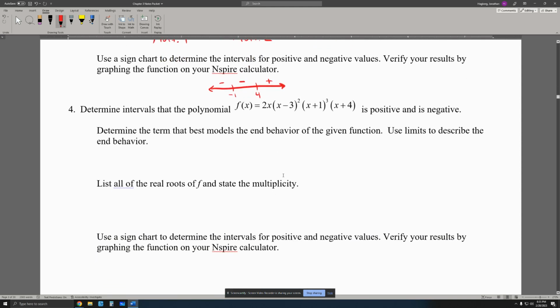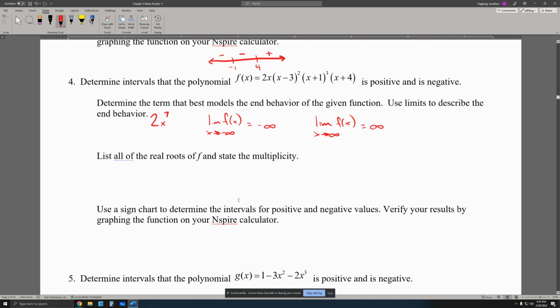Okay. Number 4, determine the intervals that this function is positive and negative. Okay, so I need to know the dominant term here. In number 4, we've got 1x here, we've got 2 right here, 3 right here, and 1 right here. So that tells me in total we have 7 x's, and then we've got a leading coefficient of 2. So then the dominant term is 2x to the 7th. Okay, this is a polynomial of odd degree, so that tells me that the limit of f of x as x approaches -infinity is going to be -infinity, and then the limit of f of x as x approaches positive infinity is going to be positive infinity.